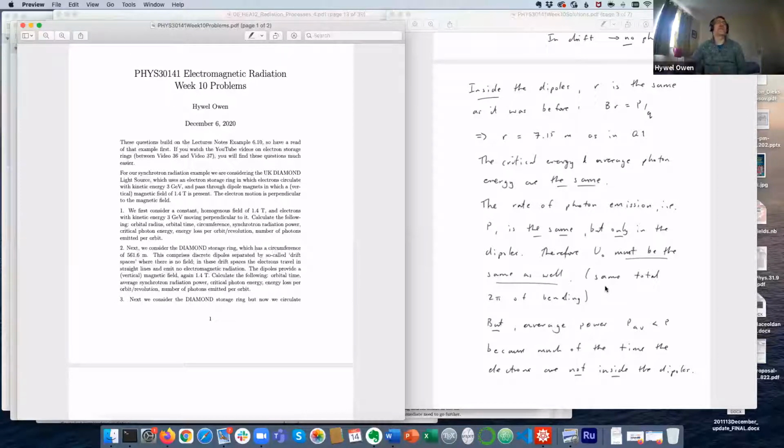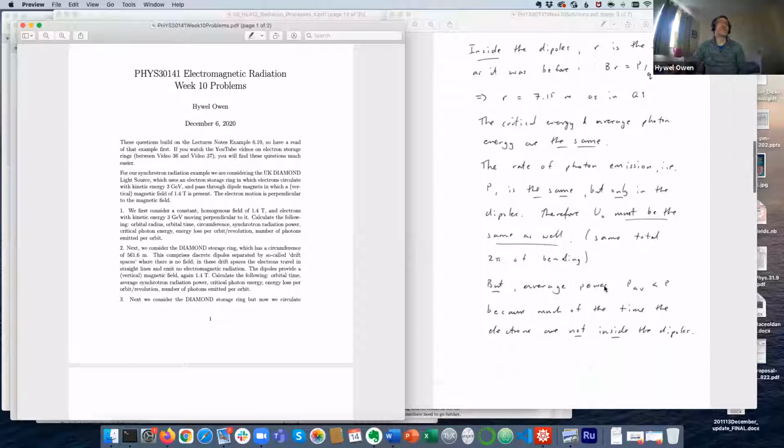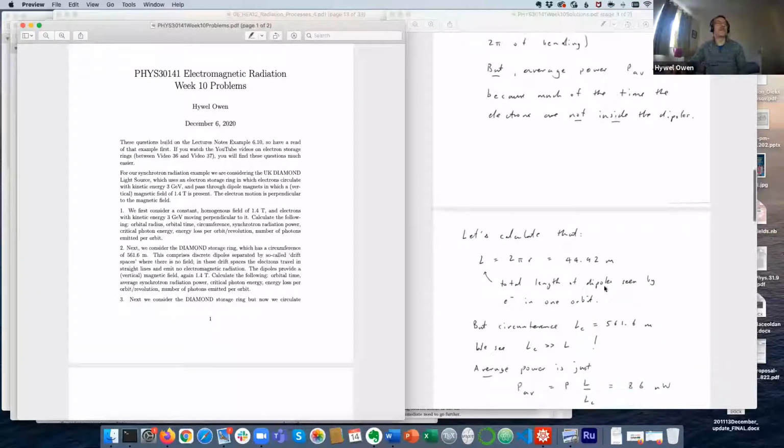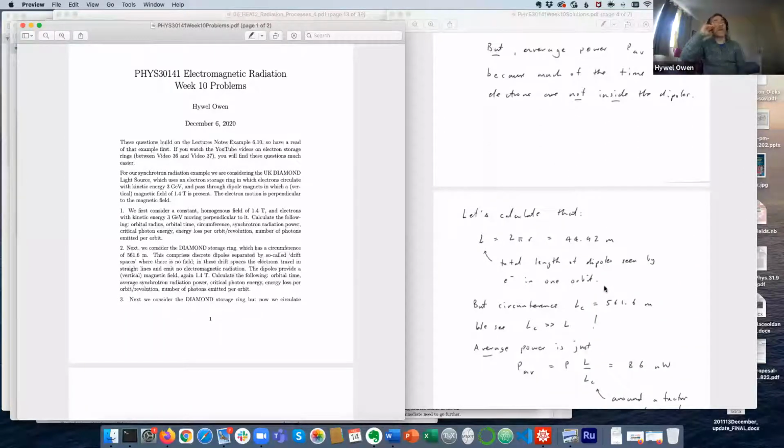Okay, because much of the time the electrons are not inside the dipole. So let's calculate that. Just as we had in question 1, the total path length that the electrons have within the dipole magnets must be the same as in the homogeneous case. It must be 44.92 meters of that field in order for the electrons to go round in a circle.